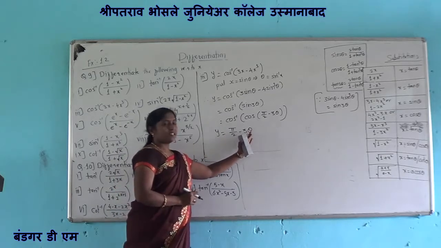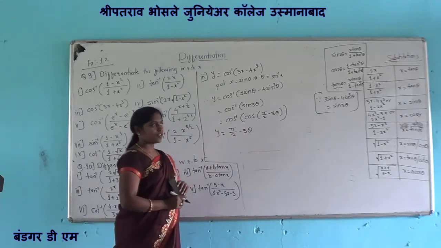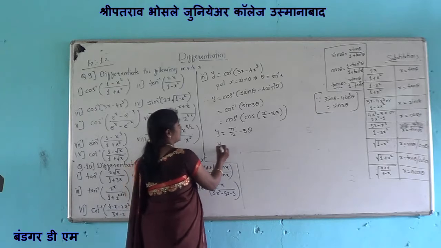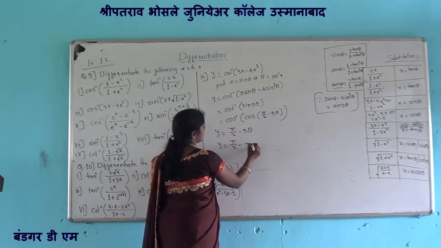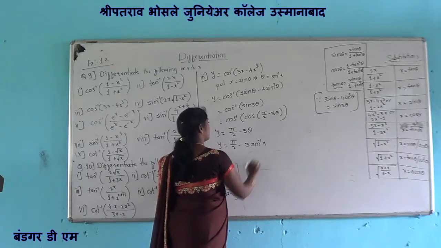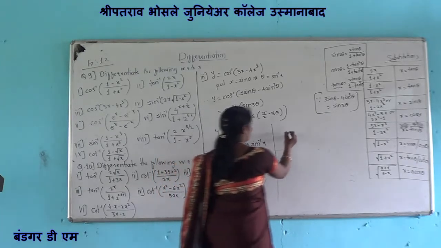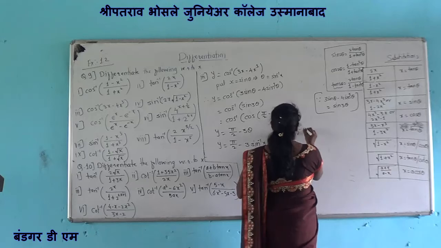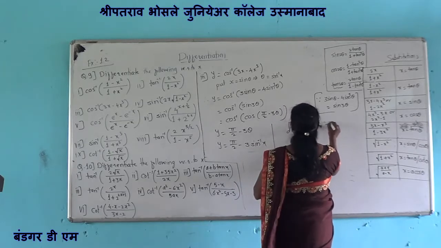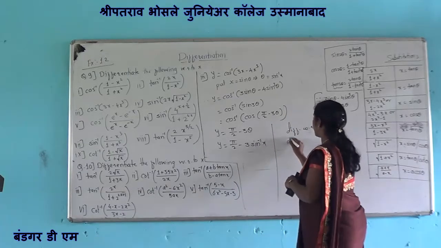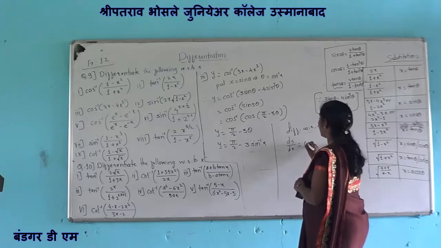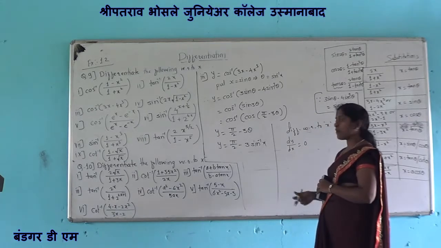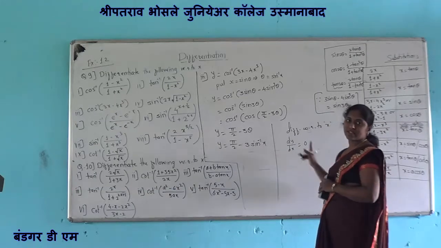While replacing theta, we will get the differentiation. So y is equal to pi by 2 minus 3 theta, where theta is sin inverse of x. So differentiating with respect to x, we get dy by dx is equal to derivative of pi by 2. It's a constant, it has no variable. So derivative of pi by 2 is 0.